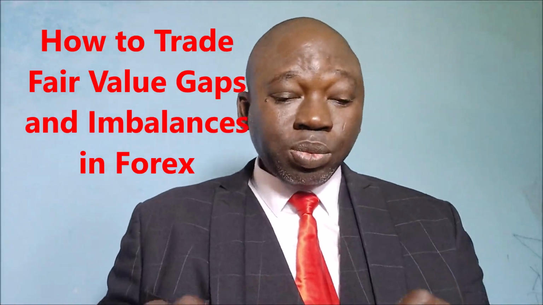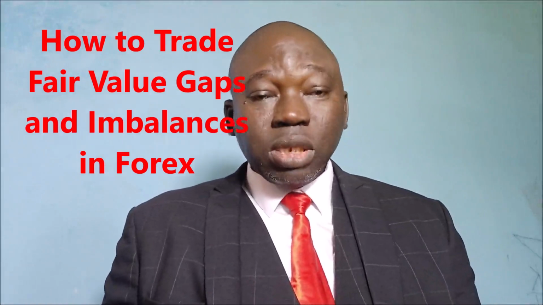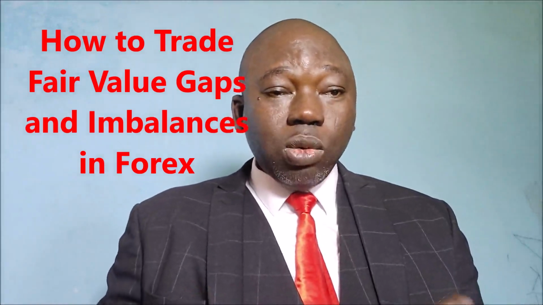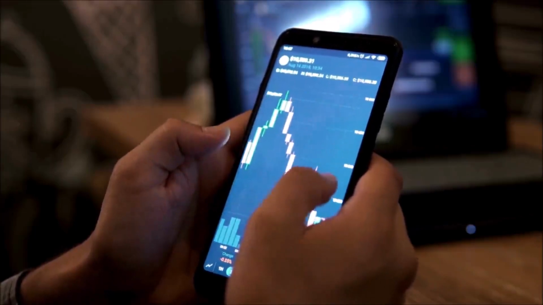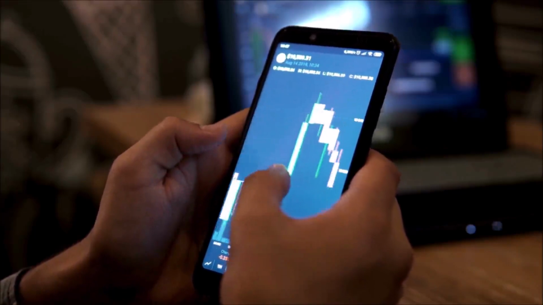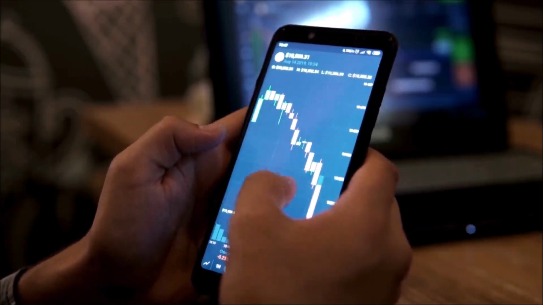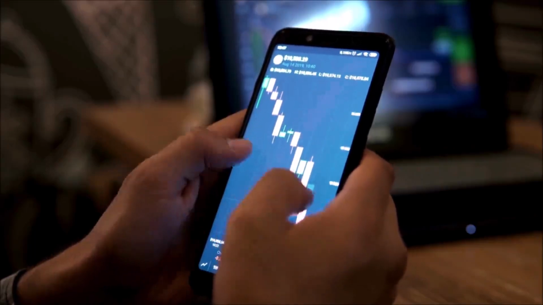Now, what are the types of fair value gaps? Number one is the bullish fair value gap. This occurs during aggressive upward movement. Price leaves an imbalance below it, which often serves as a pullback zone, a continuation entry point. We also have a bearish fair value gap. This occurs during sharp downward movement. Price leaves an imbalance above it, which often acts as a retracement zone, a continuation sell area.